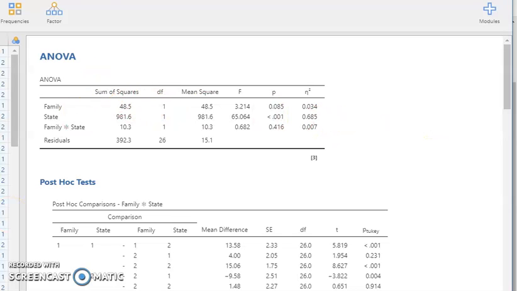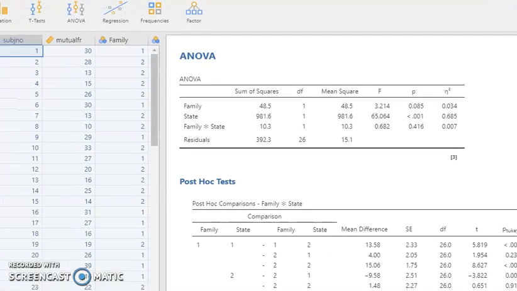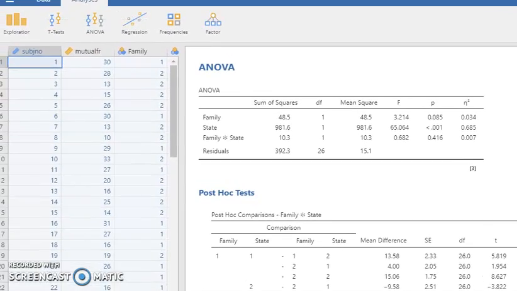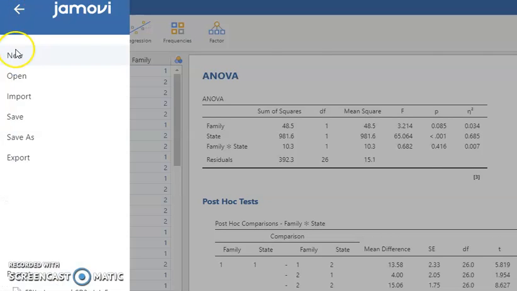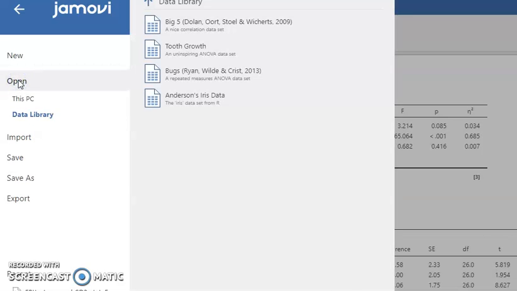I also wanted to point out that I gave you the optional video with the tooth data, which is kind of boring in that it's animal tooth data. So if you did want to pull that up though, in Jamovi, you go to open and you go to data library and it's tooth growth. And they even call it an uninspiring ANOVA set. So that's something that you can explore if you want to and follow along with that video.